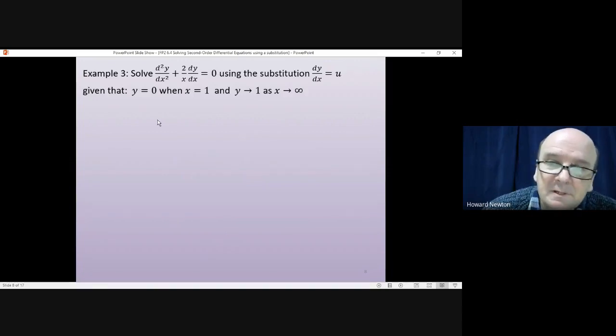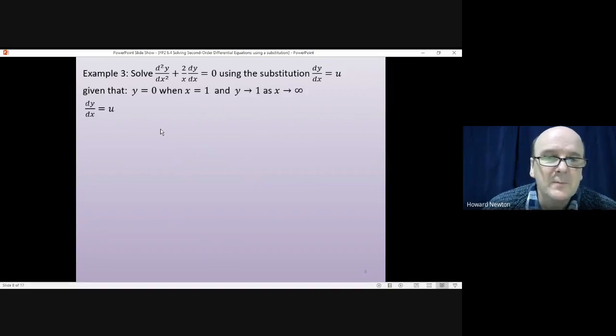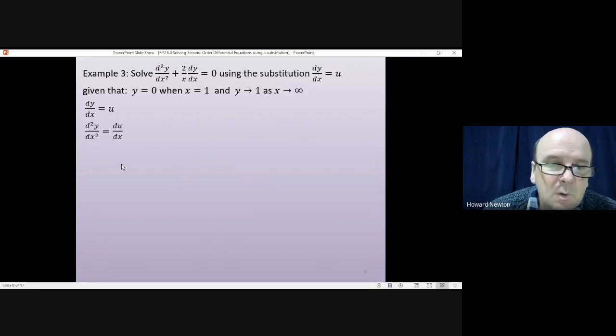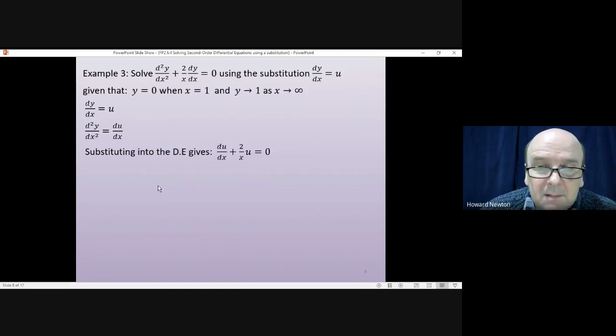Okay, let's have a look at this. So that's what we've been told. The substitution is dy/dx equals u. We need to differentiate both sides with respect to x, and that'll give us d²y/dx² equals du/dx. But this time, it's very easy. We found dy/dx, we found d²y/dx². We can substitute both of those into the differential equation immediately. And that will give us du/dx plus 2/x times u equals 0.